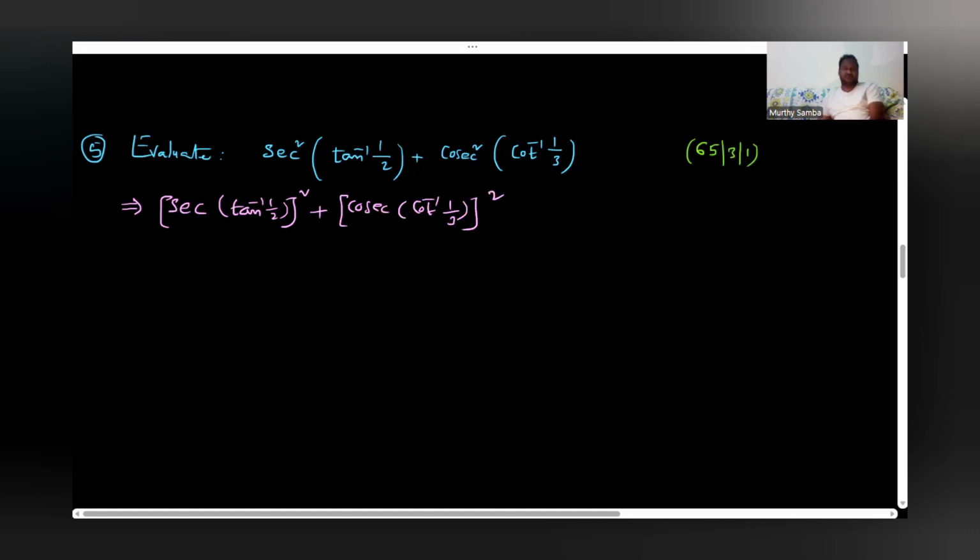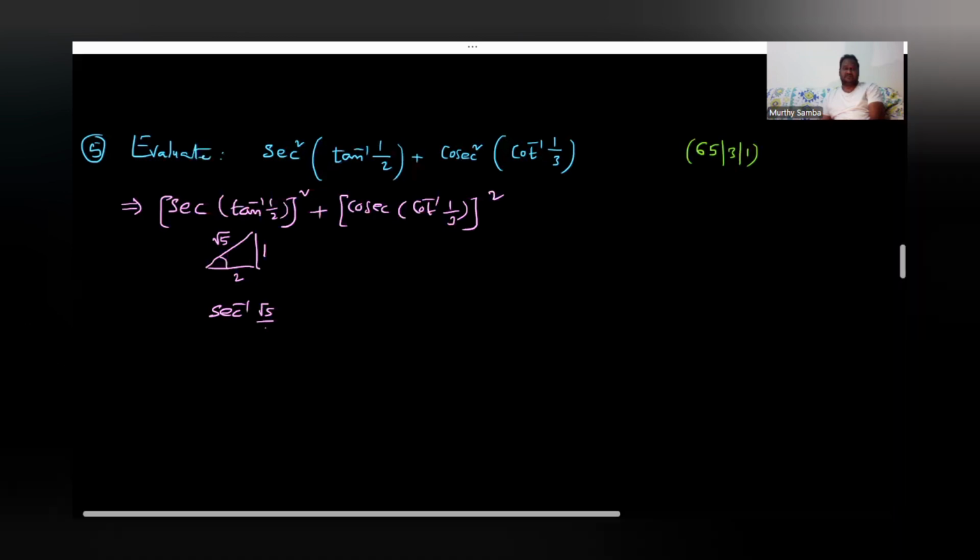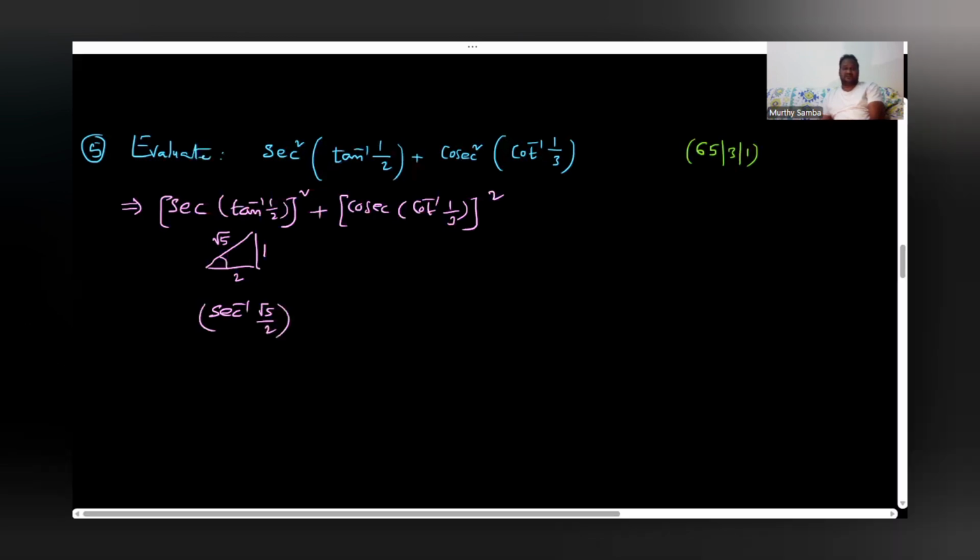So now, how can you write tan inverse 1 by 2? Tan inverse 1 by 2 is equal to secant inverse how much? For that, you just do one thing. Take a small triangle. This is the angle. Tan is nothing but side opposite by side adjacent. Therefore, what is the hypotenuse? 2 square is 4. 4 plus 1 is equal to 5. This is going to be root 5. From this triangle, can you find out what is secant? Secant means hypotenuse by side adjacent. It means root 5 divided by 2. Then secant whole square.